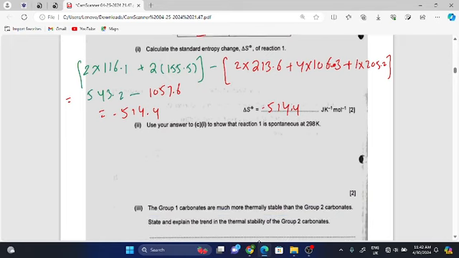Use your answer for part C first to show that reaction 1 is spontaneous at the temperature 298 Kelvin. Reaction 1 is spontaneous, it means that your Gibbs energy value should be negative. Spontaneous means the reaction is feasible. So if the reaction is feasible, always remember your Gibbs energy value should be negative. More moles on the reactant side means they will be quickly converted into the products.